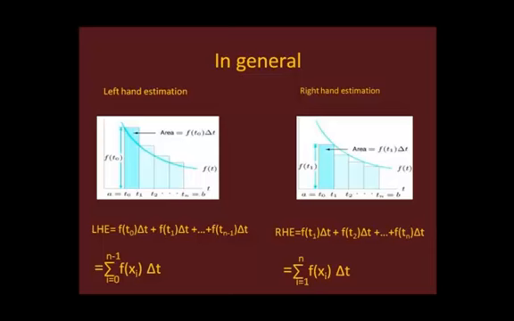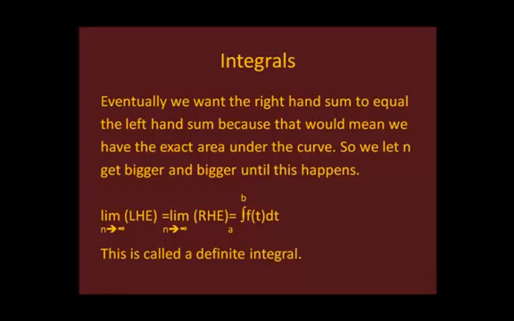And in math, a lot of times we don't want to write it out with lots of addition, of adding up all these rectangles. So we have summation symbols that represent the same thing. So we can write it as you see on the bottom, with a summation symbol telling you how to add up each of these terms. Well, eventually, we want the right-hand sum to equal the left-hand sum, because that means that the overestimate has come down, the underestimate has come up, and now we've hit the exact area under the curve.